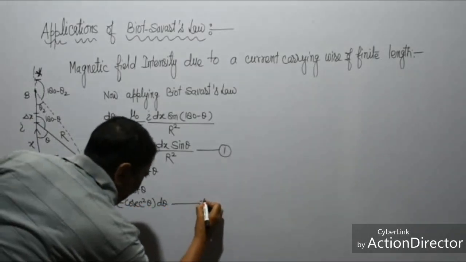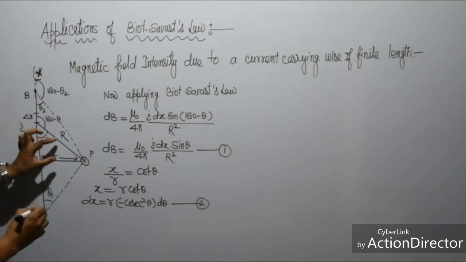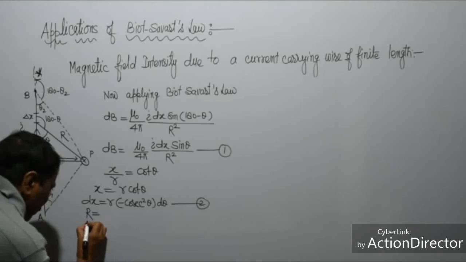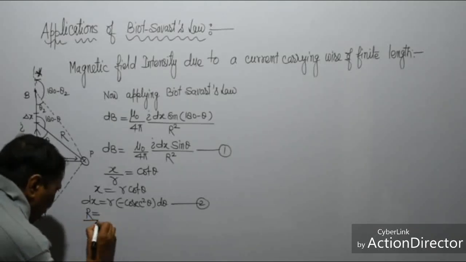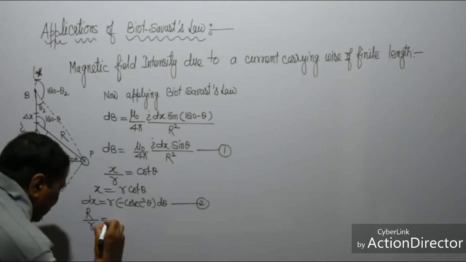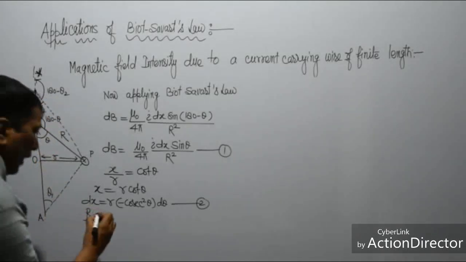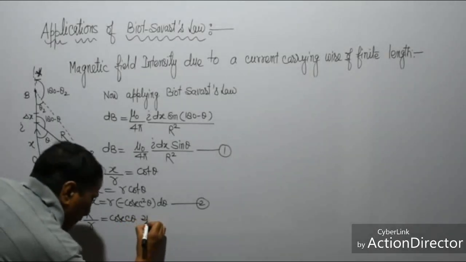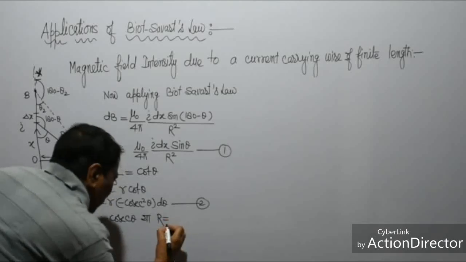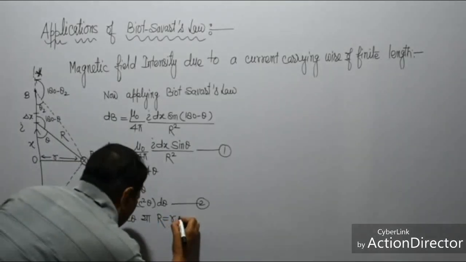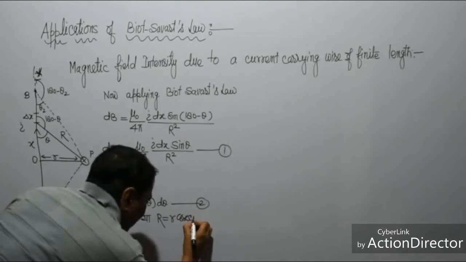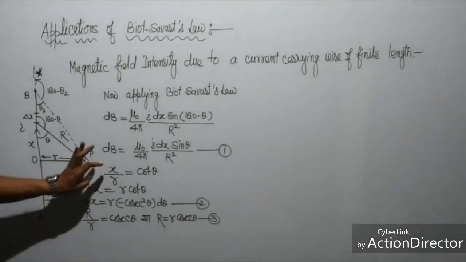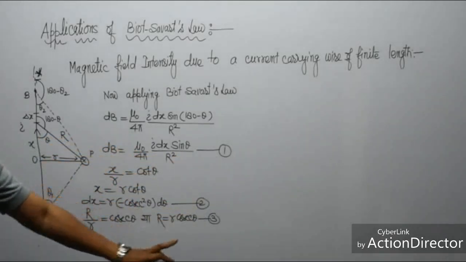Suppose this is equation number 2, and also we have capital R divided by small r is equal to cosec theta, या capital R equal to small r into cosec theta. This is equation number 3. Now taking these three, equation 1, 2 and 3.